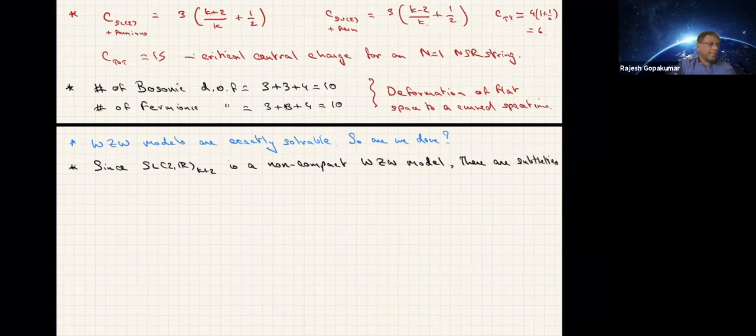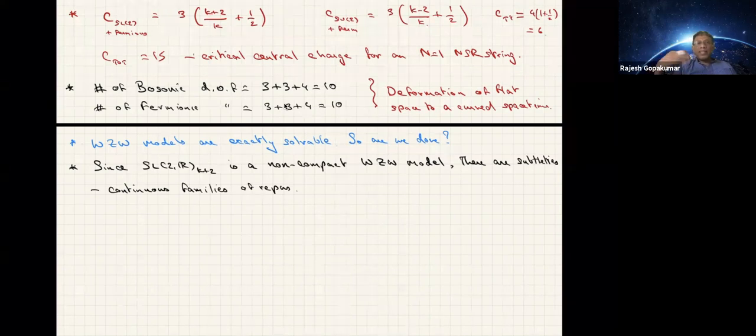There are subtleties. Firstly, there are continuous families of representations. That will be a complication, because unlike in the SU(2) Wess-Zumino-Witten model, where the affine representations are classified essentially in terms of a primary, which is given by ordinary SU(2) finite-dimensional representations.